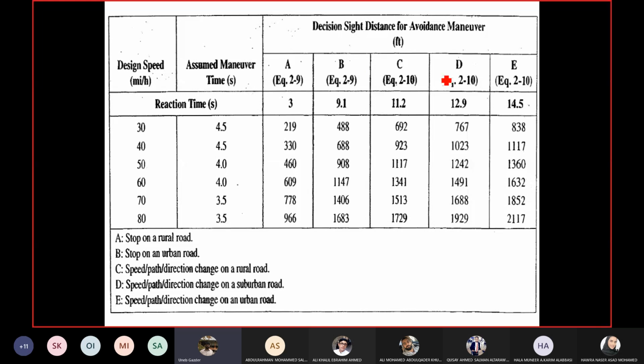Then columns C, D, and E are calculated using the other maneuver equation, again using different reaction times, and again reaction times are changing because the area is changing. So column C is for rural area, D is for suburban, and E is for urban area. And you can see C has the least and E has the highest reaction time. Again, the same reason for rural and urban areas. D, which is for suburban area.